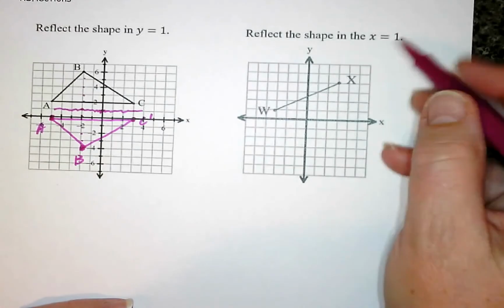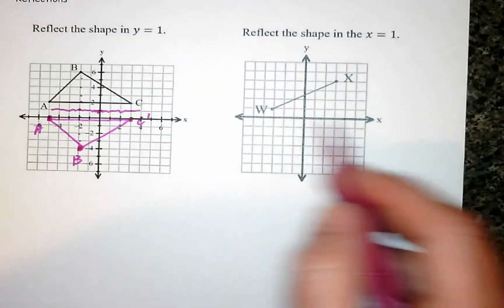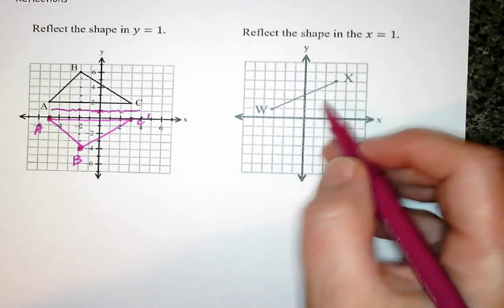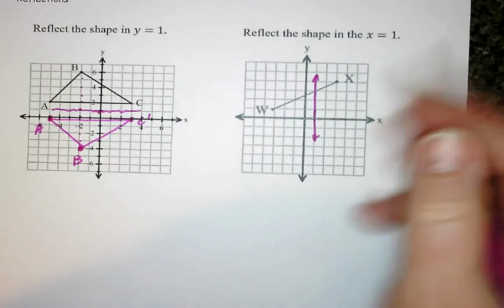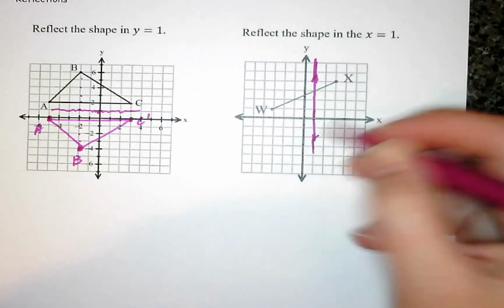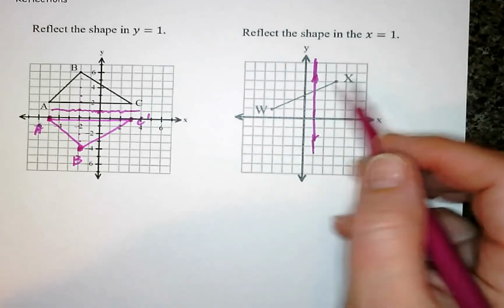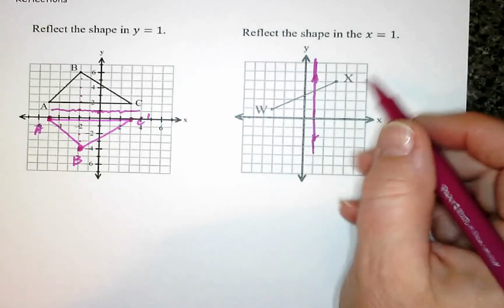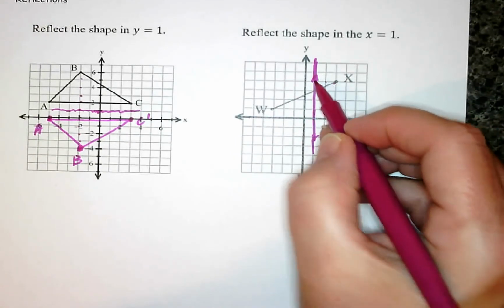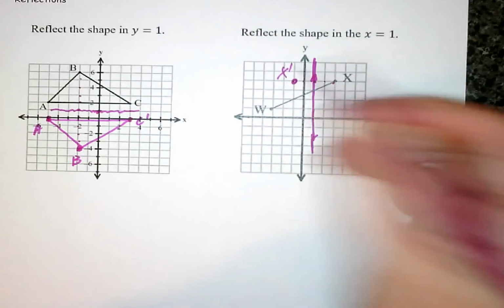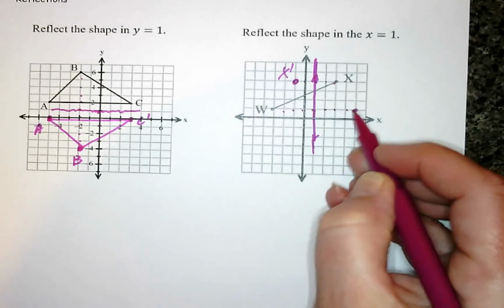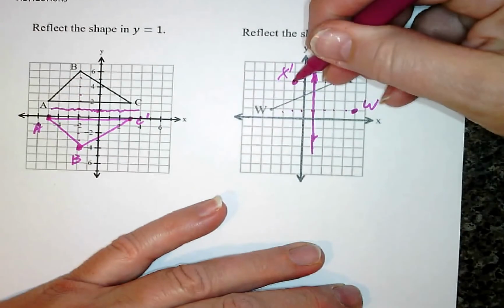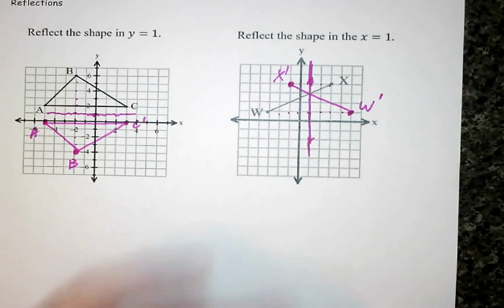Reflecting the shape in x equals 1. Here's my x-axis. I go to positive 1, and I know x equals is always going to be a line that is vertical, and it goes all the way up and down. This one is just reflecting a segment, and if you notice, they're on different sides of that reflection line. Doesn't matter, we're still going to do the same thing. I'm going to count to the line, 1, 2, again, 1, 2, there's my new X. W, I'm going to go the other direction, 1, 2, 3, 4, 1, 2, 3, 4. And there's my new W. This segment here, X prime, W prime, would be the reflection of that original shape. So if you have any questions, let me know.